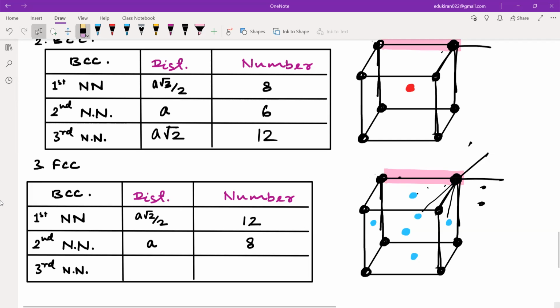Is this not working? This one is working, why is the eraser not working? Let me reshare this thing.